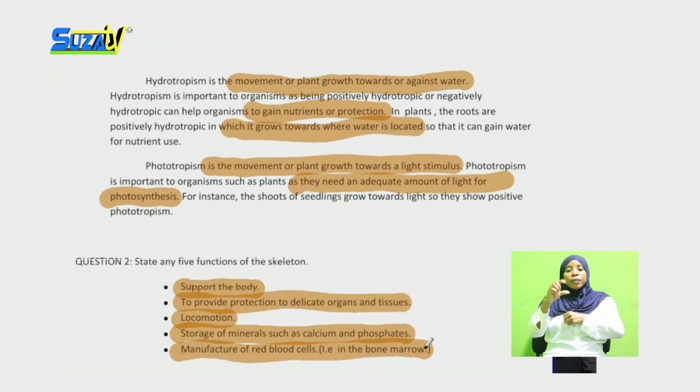To cap it all off, the functions of the skeleton are to support the body, to provide protection to delicate organs and tissues, locomotion, storage of minerals such as calcium and phosphates, and the manufacture of red blood cells, which takes place in the bone marrow.